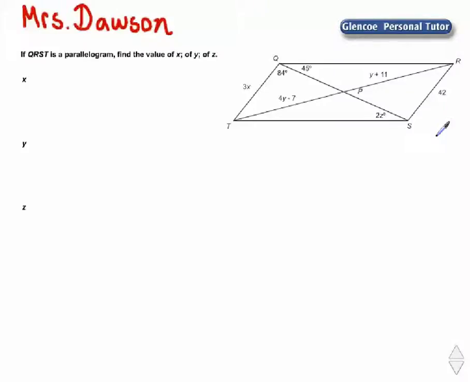This is Mrs. Dawson. Use properties of parallelograms and algebra. If QRST is a parallelogram, find the value of x, of y, of z.